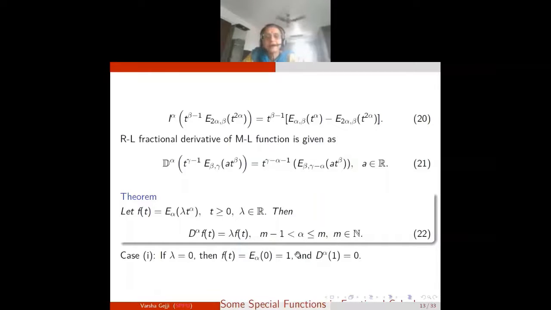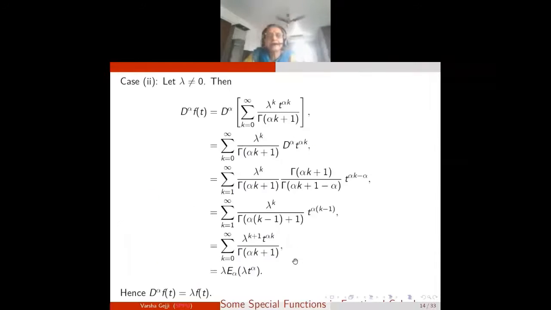Now, alpha lying between m minus 1 and m. So, case 1, when lambda is 0. When lambda is 0, what do you have? E_alpha(0) is 1, and its derivative is 0. Now, when lambda is not 0, you do this term by term. This is an infinite series, and this is D^alpha, and then you interchange: you take D^alpha inside and calculate this.